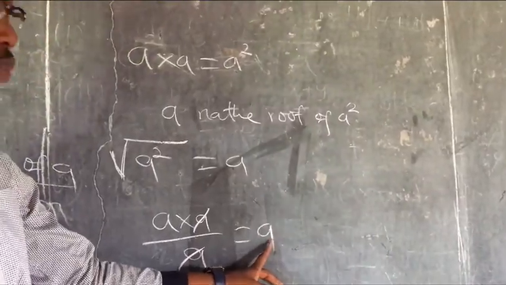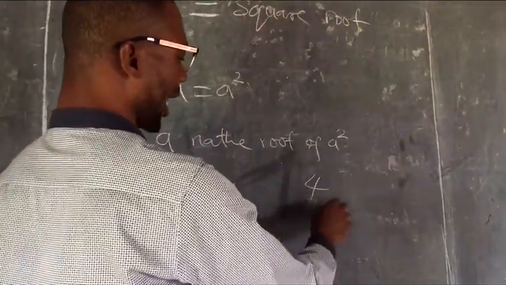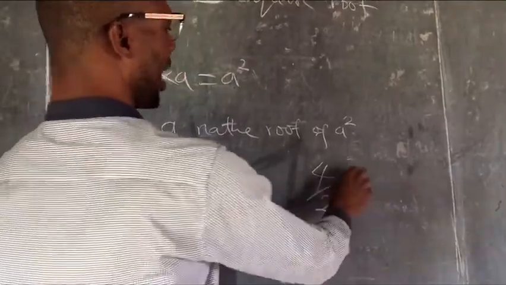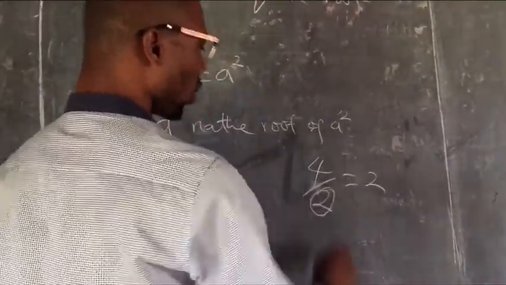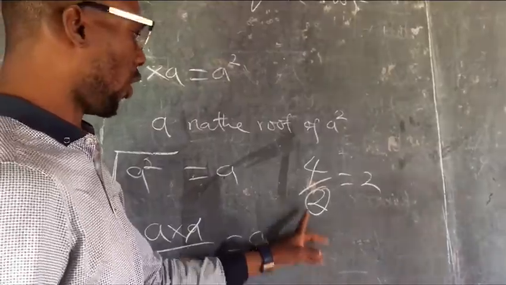Now the meaning of square root. So if I take 4 now, divide by 2, I get 2. So this 2 is the square root of 4.